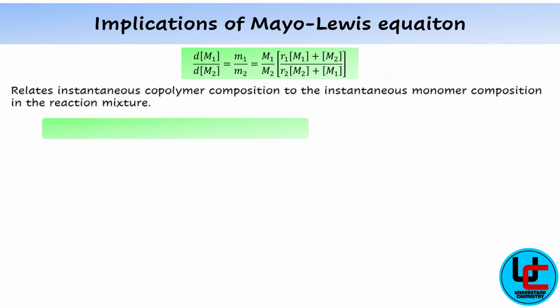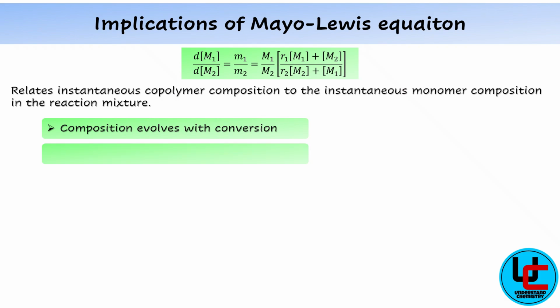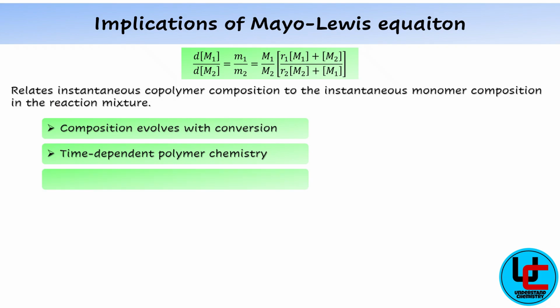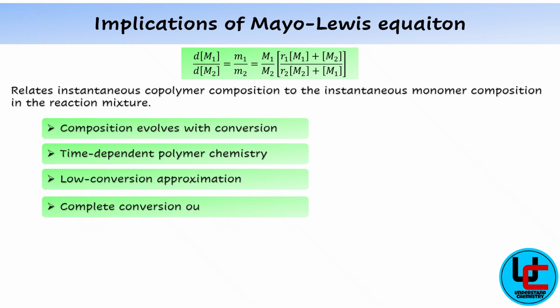One of the most important takeaways is that copolymer composition evolves with conversion. That is, as polymerization proceeds, the relative consumption of monomer changes, especially when their reactivity ratios differ. One monomer may be consumed faster than the other. This leads us into the concept of time-dependent polymer chemistry. Unlike small molecules, polymers formed at different stages of the reaction are not identical. Early chains may contain more monomer A, while later chains may contain more monomer B.